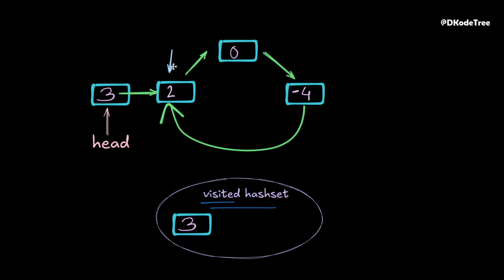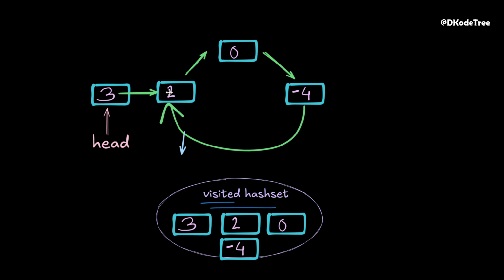Then we move to the next element 2, and we can see that 2 is not present in our hash set. So we'll go ahead and add the node 2 to our hash set. Next we move to the node 0. Also we can see that node 0 is not present in our hash set. Add it to our hash set again. Next we move to the node -4, and -4 is also not present in our hash set. So we'll add -4 as well here.